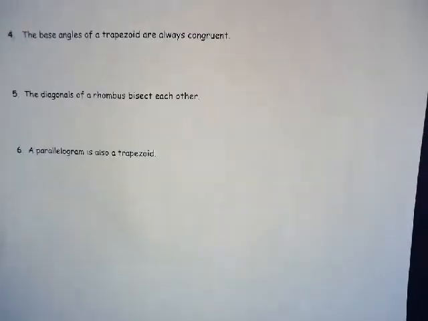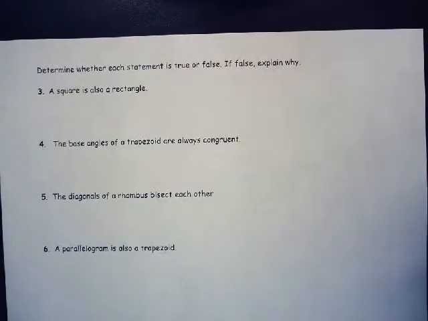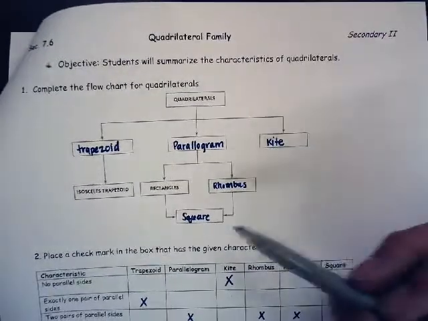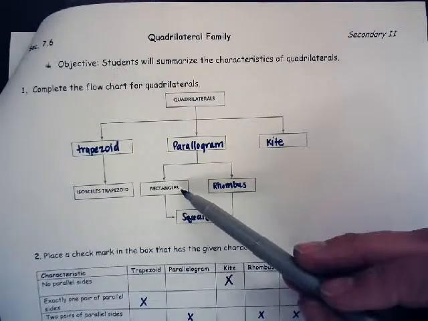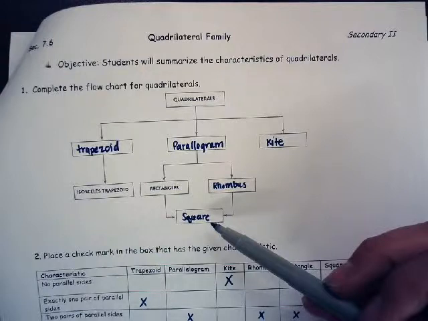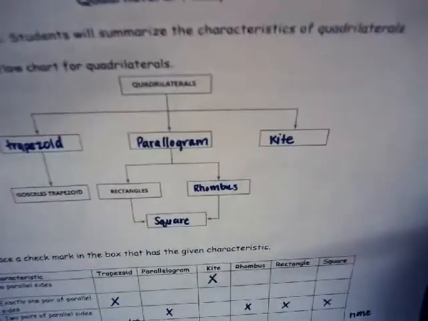Okay, and to sum it up, we've got: determine whether each statement is true or false. If false, explain why. A square is also a rectangle. Let's look back at our diagram here. So a square is actually a special kind of rectangle. It has all the properties of a rectangle plus one more. And that one more is that the sides are all congruent, which makes a few other things true, like the diagonals are perpendicular and cut the vertex angles in half. So a square is a rectangle. That's true.